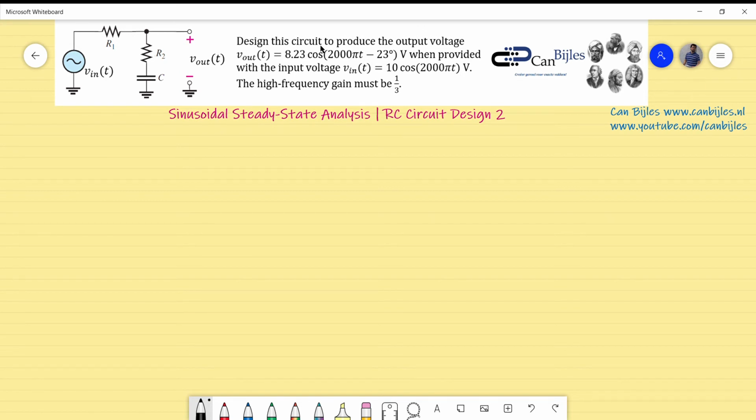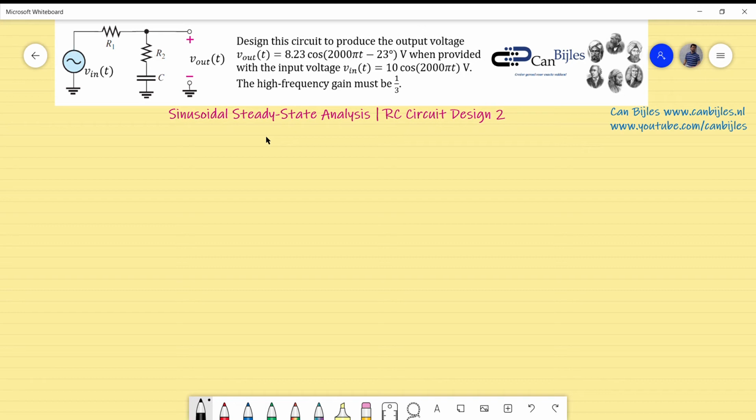Design this circuit to produce the output voltage Vout, which is 8.23 cosine 2000 pi t minus 23 degrees volts, when provided with an input voltage of 10 cosine 2000 pi t in volts. So as you can see, again, we have the radian frequency exactly the same for the input and the output voltage, which is mandatory for steady state analysis. In addition, we have the high frequency gain of 1/3. So we have 1/3 as a gain at high frequencies. So that's actually the given data.